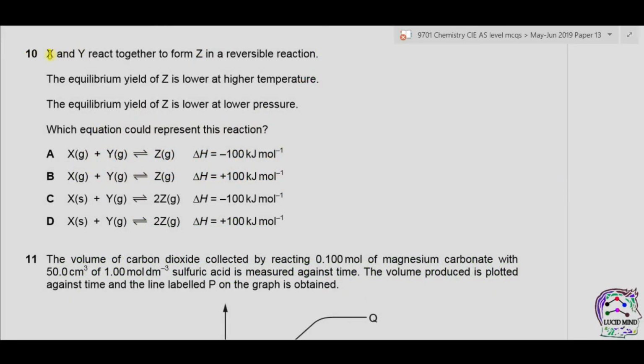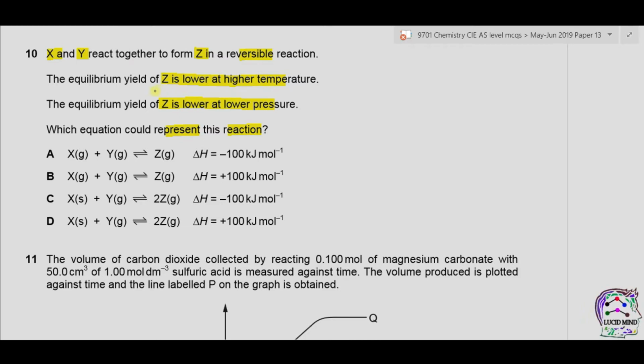Question number 10. X and Y react together to form Z in a reversible reaction. The equilibrium yield of Z is lower at higher temperature. The equilibrium yield of Z is lower at lower pressure. Which equation could represent this reaction? As we can see, Z is the product and X and Y are the reactants in this equilibrium.